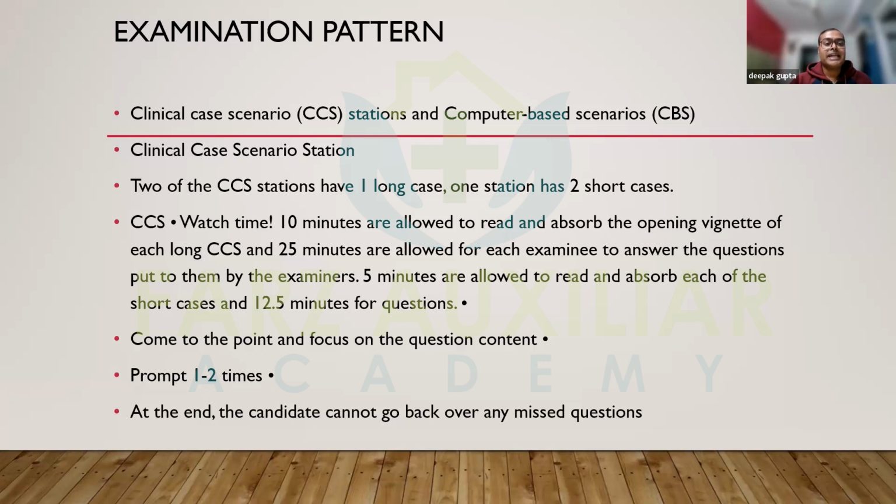Now, what is the time? The first 10 minutes are allowed to read and absorb the opening vignette in each of the long CCS cases, and 25 minutes your viva will go on. So a total of 30 minutes for one case, 30 minutes each case, and 5 minutes are allowed for the changeover, in which the examiner will change.